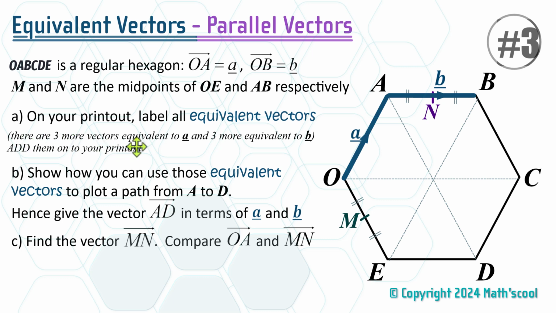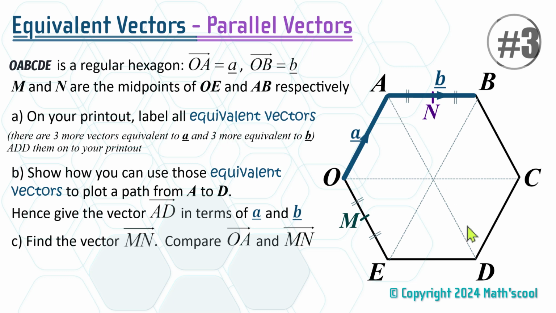And it says there are 3 more vectors that are equivalent to A and 3 more equivalent to B. And you've got to find them all on your diagram and on your printout. You'll be able to find the printout from the link below. Show how you can use those equivalent vectors to plot a path from A to D.